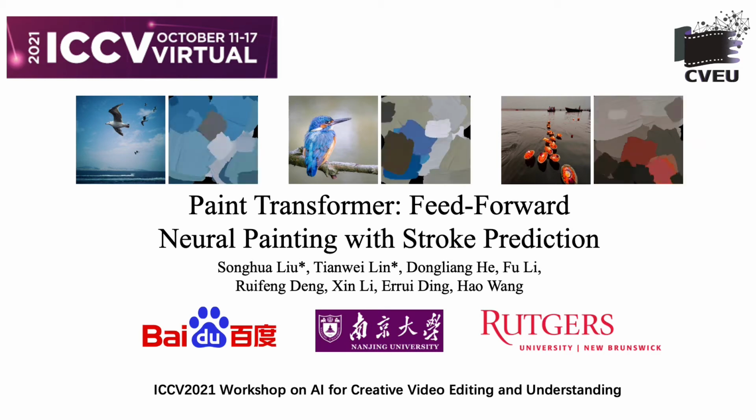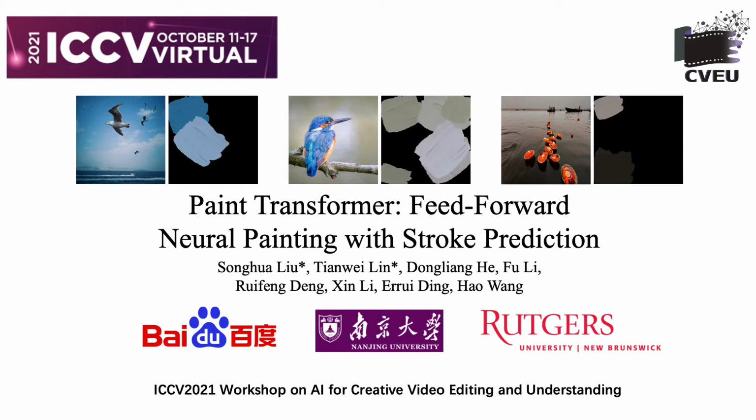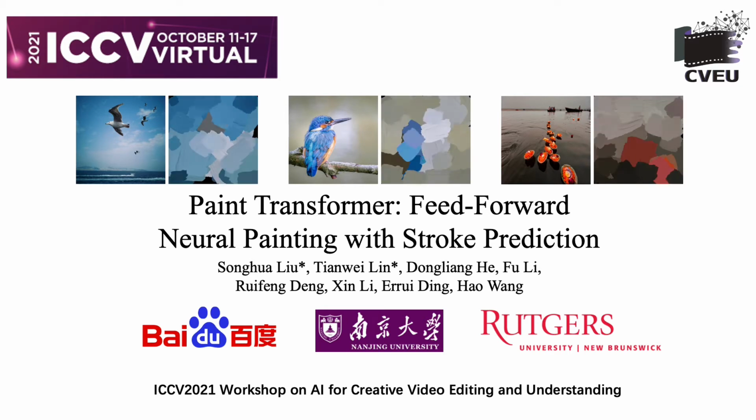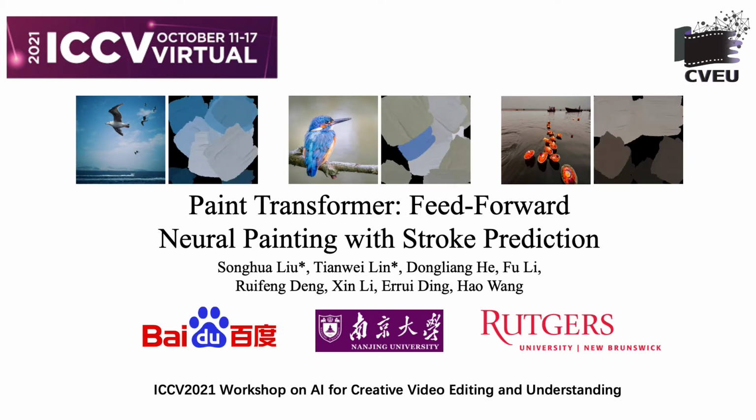Hello everyone, welcome to this introduction of our work, Paint Transformer, Feed-Forward Neural Painting with Stroke Prediction. As shown in these examples, neural painting refers to the procedure of producing a series of strokes for a given image and non-photorealistically recreate it.